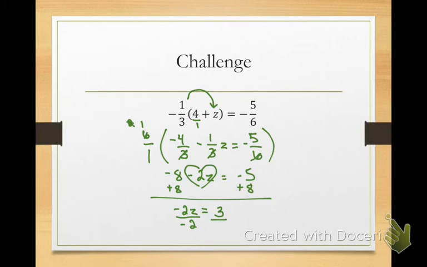Negative 2. So z equals negative 1.5. Or if you did 1/2 as a fraction, you got it. All right. Did anybody get it? I got it. Did anybody get it? I put 6. I got 6.5.